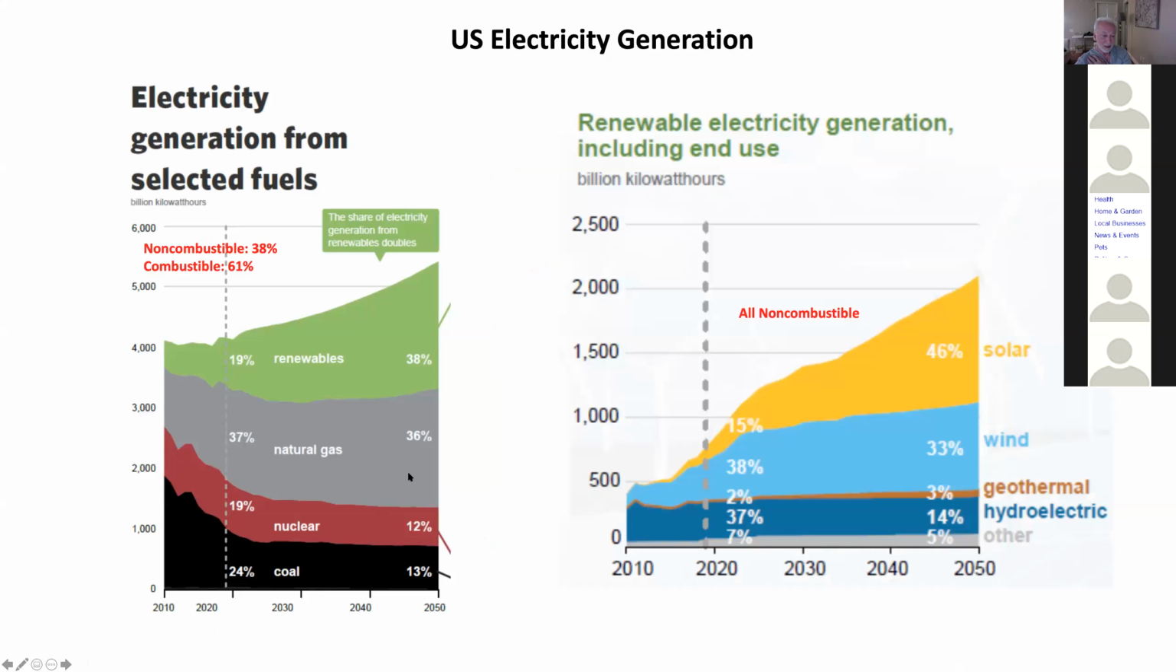Compared to the United States, in 2020, we have, rather than 55%, 38% non-combustible, combustible 61%, and this is the distribution of, in 2020, about 15% solar, 38% wind, 2% geothermal, and 37% hydroelectric. So compared to Germany, the US is far behind.